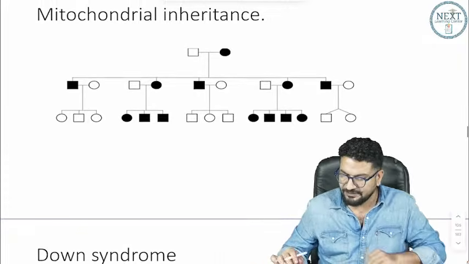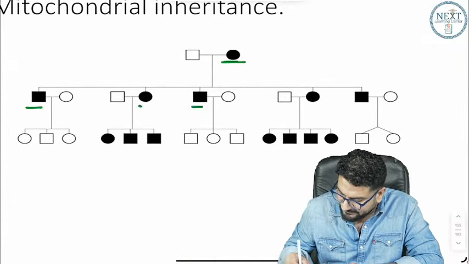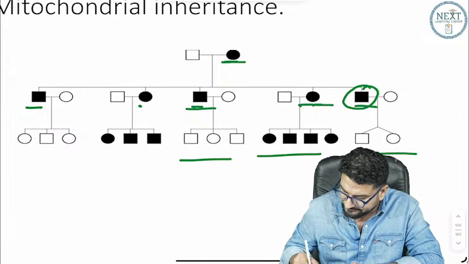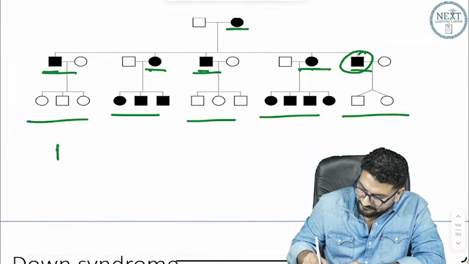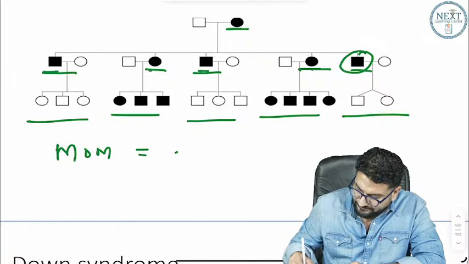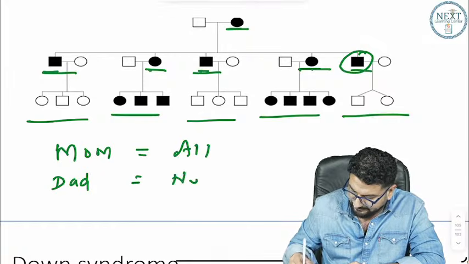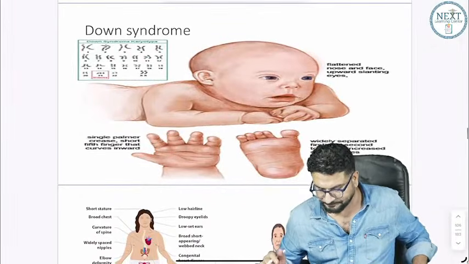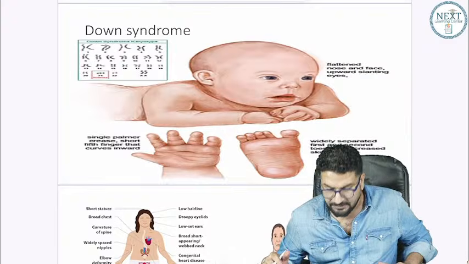Then this is mitochondrial inheritance. You can see from mother all babies are affected, from father no one. So mitochondrial means from mom it will affect all, from dad it will affect none. Then what else do they ask you? They ask you Down syndrome. So again you can see a prominent epicanthic fold, trisomy chromosome 21.